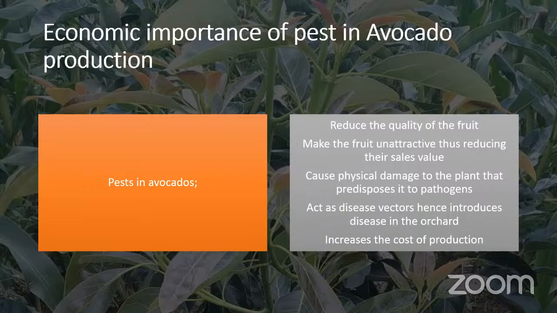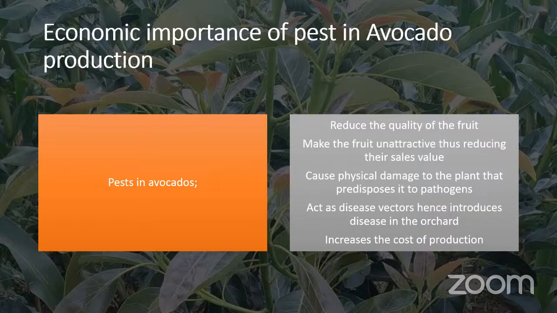Why are we concerned about pests in avocado production? The following are the economic importance of the pests. Number 1, pests, if left in our orchard, will reduce the quality of the fruit. Remember, what we are producing is not just a product. We are producing quality. And you are going to be paid for quality. So without this quality, forget about making money.